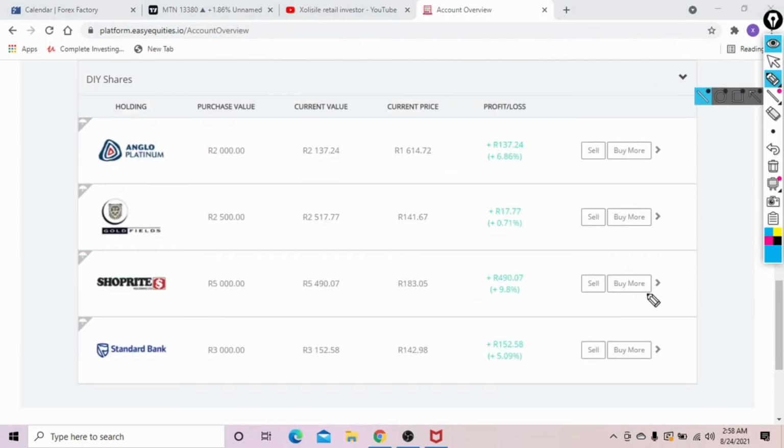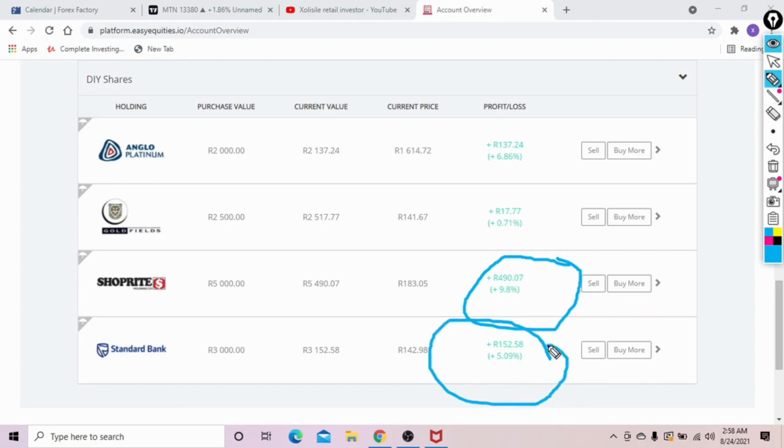And you can see now my ShopRite shares, they are up by 9.8%. That is good. I made a video and I posted it publicly. Currently I bought Standard Bank. Standard Bank is also doing quite well there. And then those ones were not a breakout, it was just a pullback, which is Anglo American Platinum, and also Goldfields.